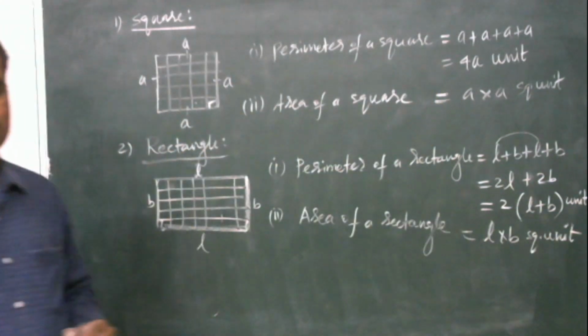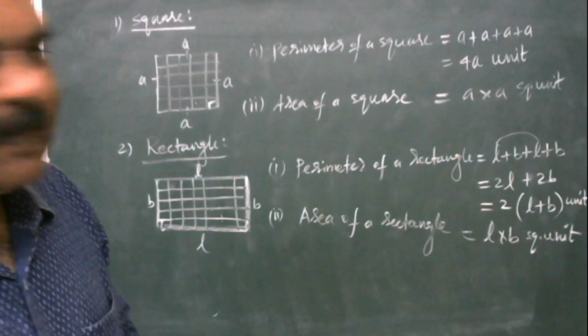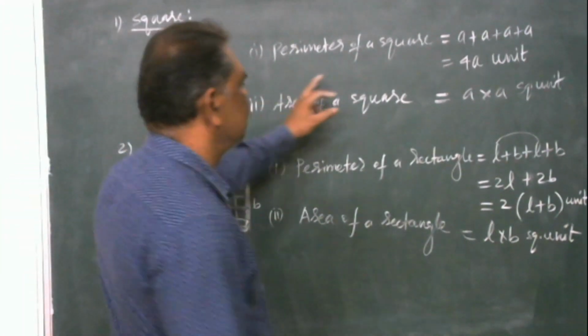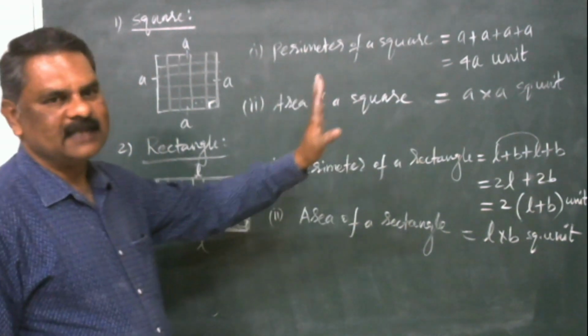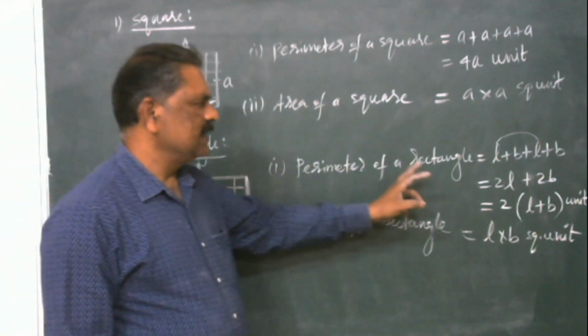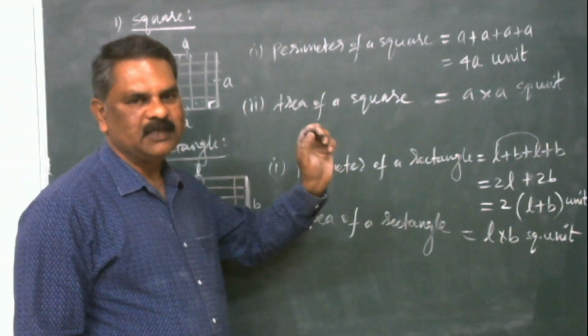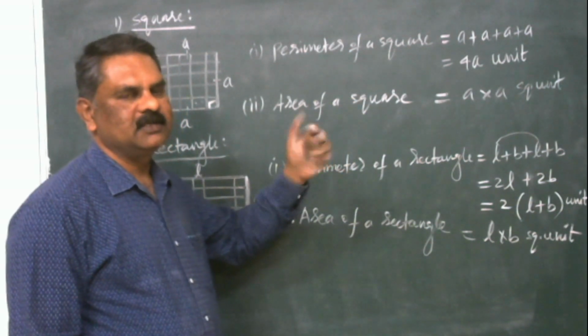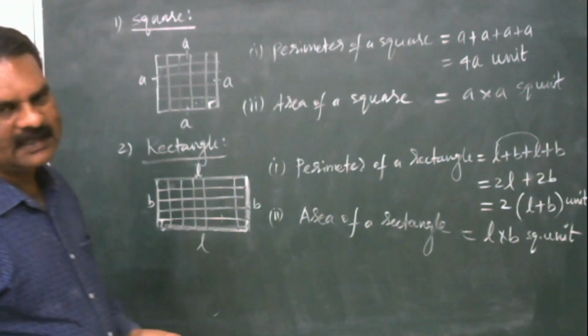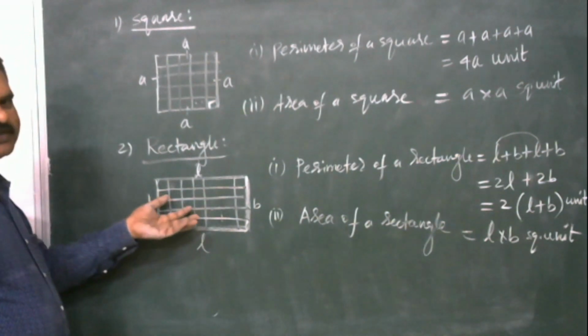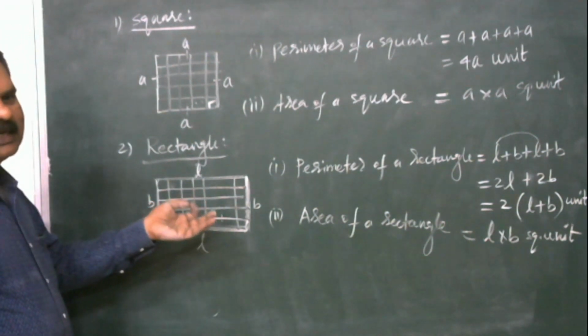Okay, so for square and rectangle, we have these formulas. Perimeter of a square is 4A. Area of a square is A into A, side into side. Perimeter of a rectangle is L plus B, 2 times, twice L plus B. Area of a rectangle, the number of unit squares, is given by the product L into B.